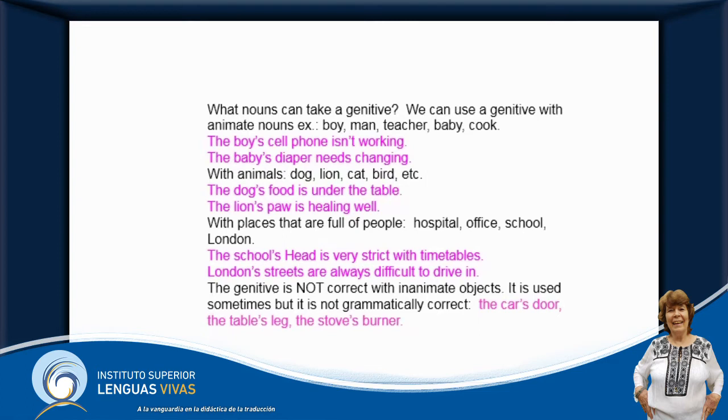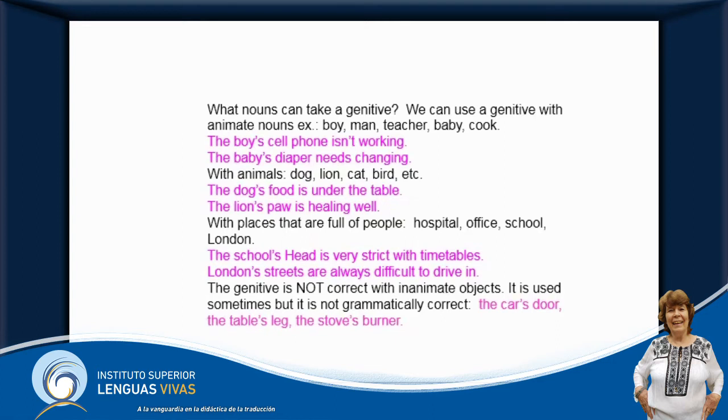The boy's cell phone isn't working means that the cell phone belongs to the boy. The baby's diaper needs changing, and here we know that the diaper belongs to the baby. You can use it with animals also, especially animals that you have at home. The dog's food is under the table means that the food belongs to the dog. And the lion's paw is healing well, and here also you have a paw that belongs to the lion.